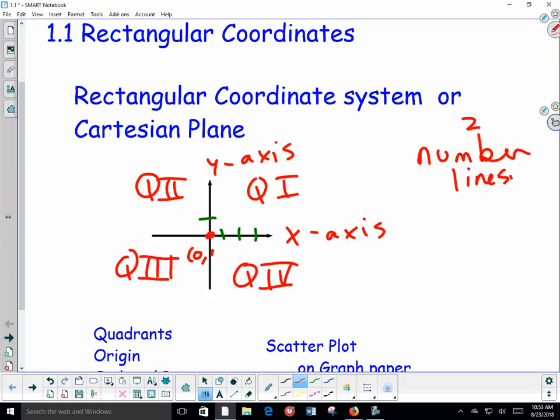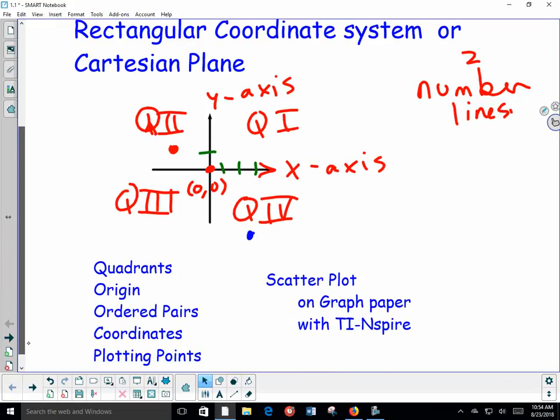That's 0, 0. And when we have a positive direction in the x and a positive direction in the y, if we plot something up here, for example, that's going to be a point in quadrant 1. If we plot a point where we're going to the left and then up, that's going to be in quadrant 2. If we go to the left and down, we're going to be in quadrant 3. And if we go to the right and down, we're going to be somewhere in quadrant 4.